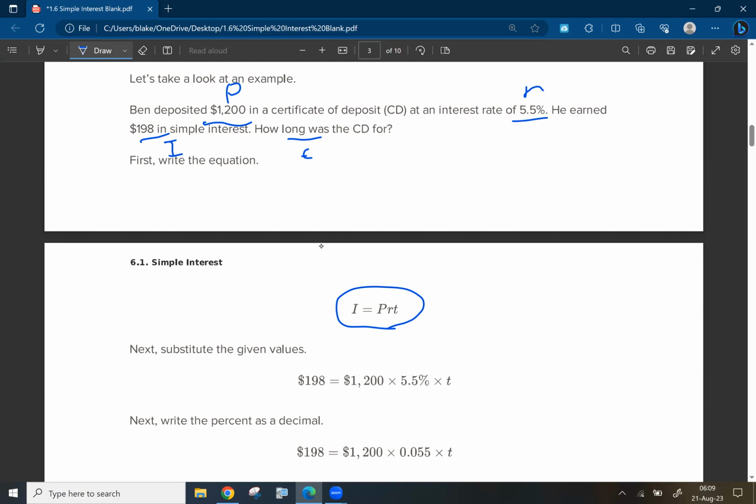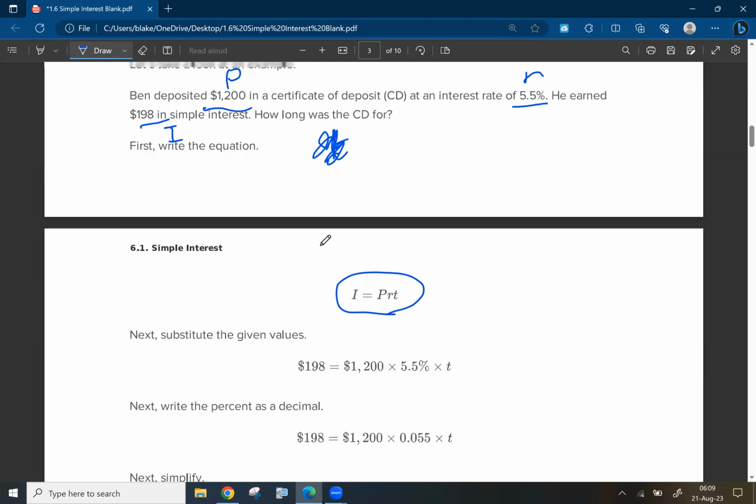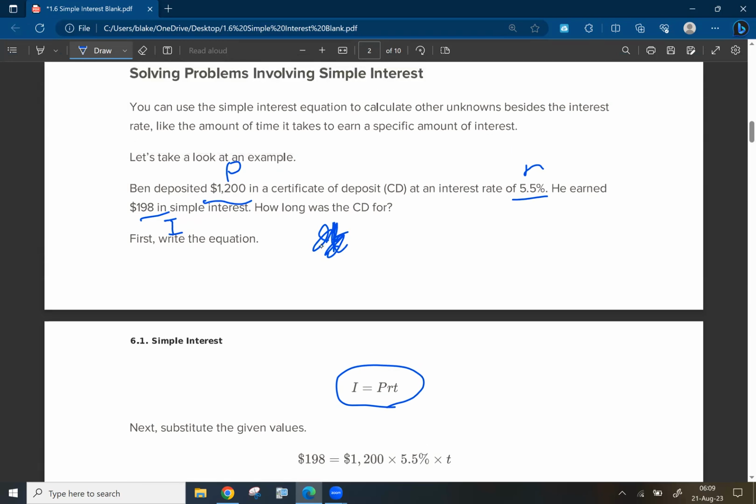But anyway, how long is T? We're going to try to figure out what T is. We know the I, the P, the R, but we're looking for T. So how long means T.